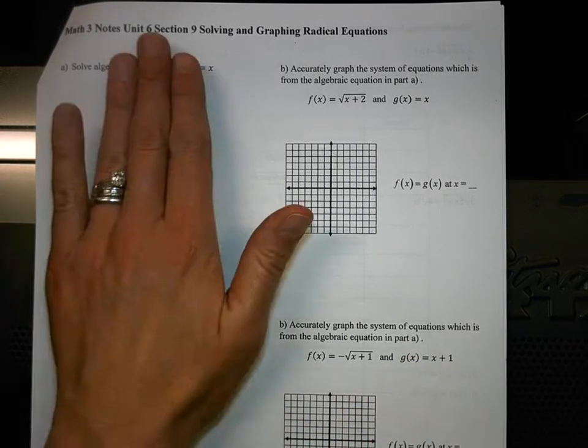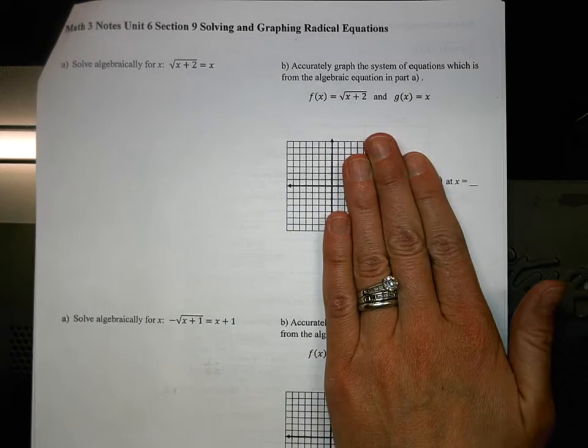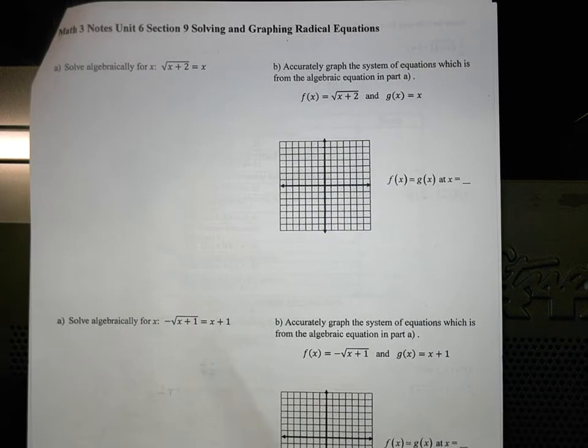Okay, so we're showing how we can get the answer algebraically and then doing the same problem on a graph and seeing that the answers match. So we are going to start here on the algebraic side. We want to solve for x. So when you are doing this, we always want to get the square root by itself.